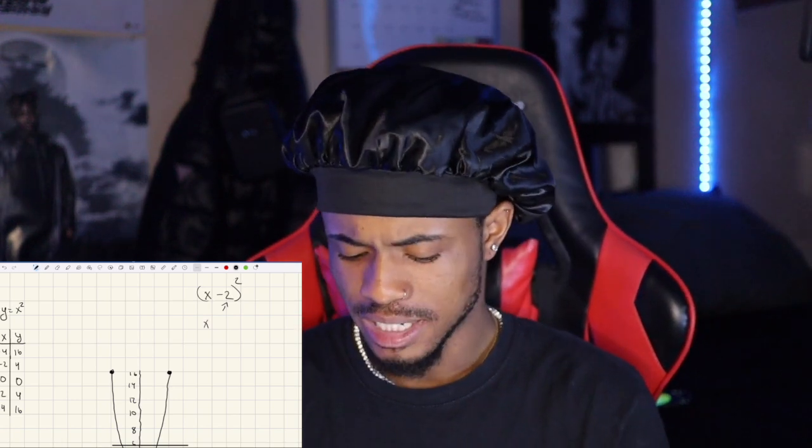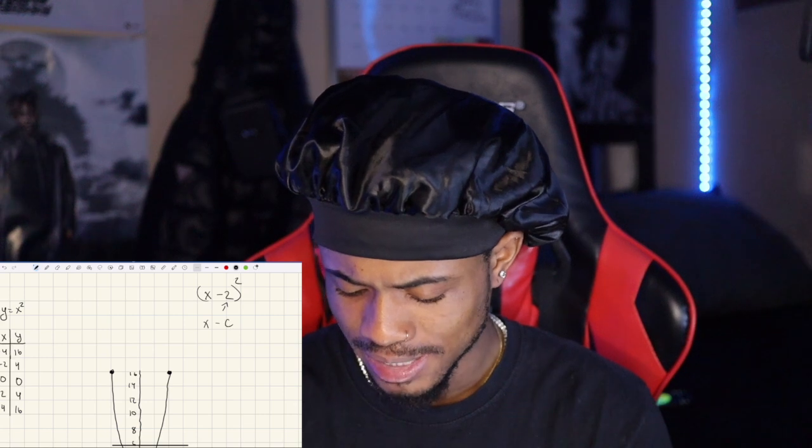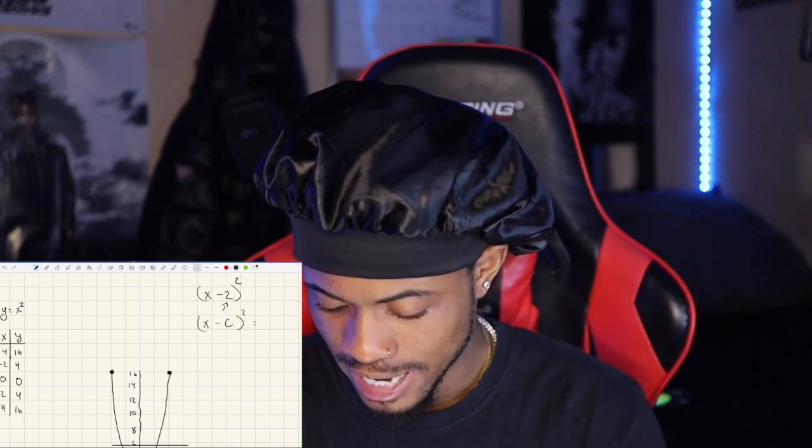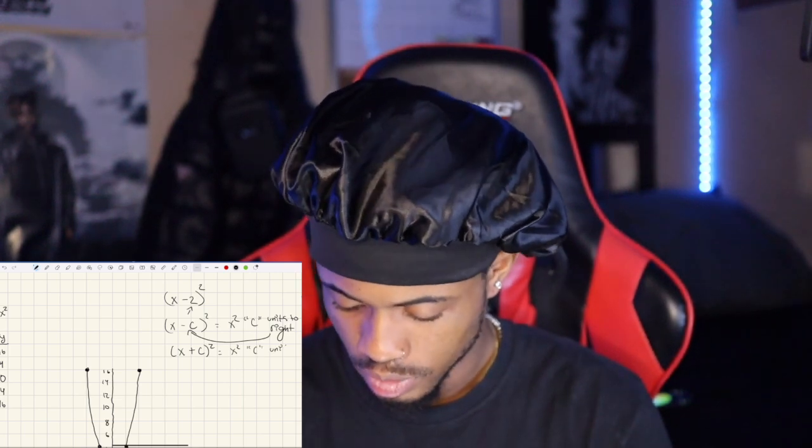Our new rules state that if we have x minus c squared, this is actually x squared c units to the right. Even though we have this -c right here, we take it c units to the right. On the contrary, if we have x plus c squared, this is going to be x squared c units to the left, even though we have a plus sign inside of our parentheses. So we're actually doing the opposite of whatever the sign says. Now let's do a couple examples so we can reinforce this.